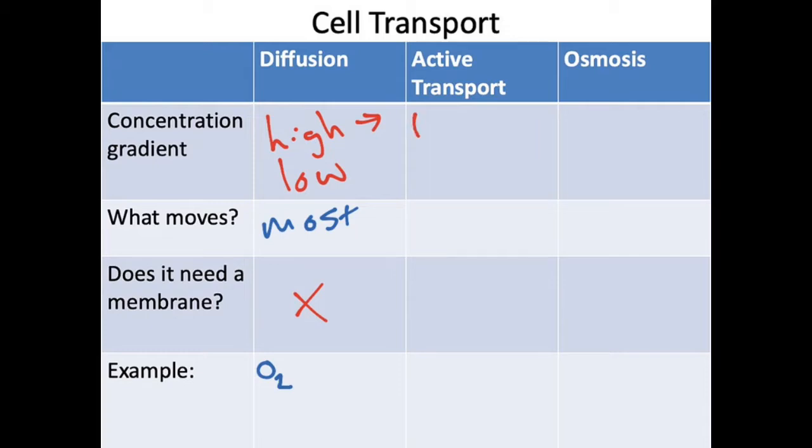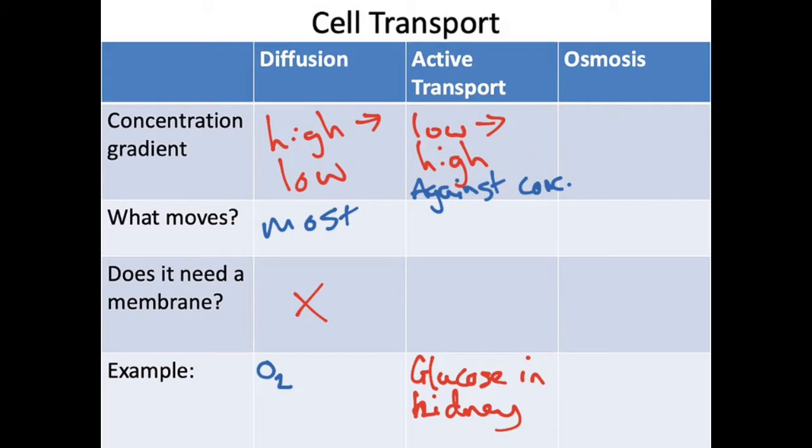Right, active transport is low to high, and because it's against the concentration gradient, it requires energy. Examples of where active transport takes place, from things we've done in the past, are glucose in the kidney, so that's selective reabsorption. Does it need a membrane? Yeah, it definitely does. Active transport takes place in little proteins that are in the membrane, so it does need a membrane for it to take place.